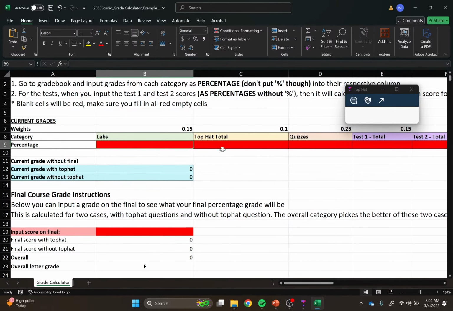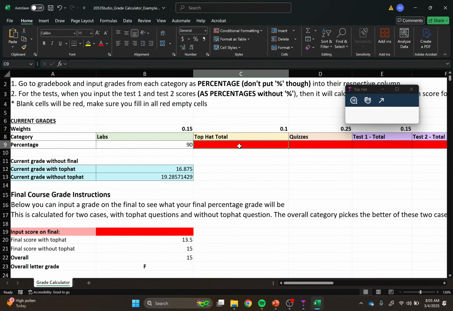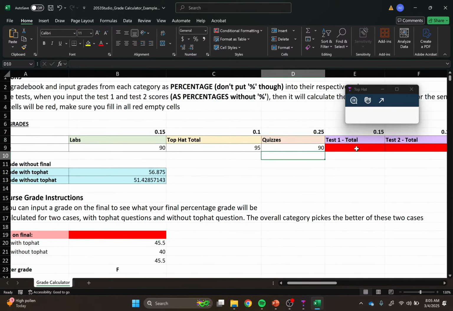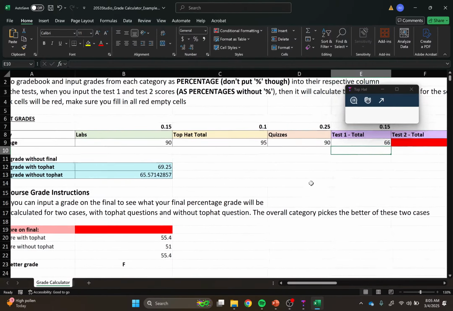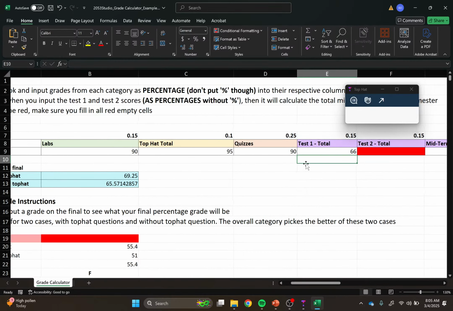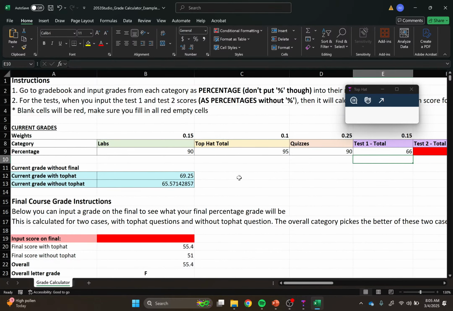So let's just play around with this. I'm going to show you all how it works, and then if you want to use it, great. If not, great. Say you get a 90% on your labs. You put a 90 into that. Let's say you've been getting 95% on the Top Hat, and 90% on the quizzes. Let's say on test 1 you got the average, 66%. And test 2 hasn't happened, so we leave it blank. So this is showing your current grade now.